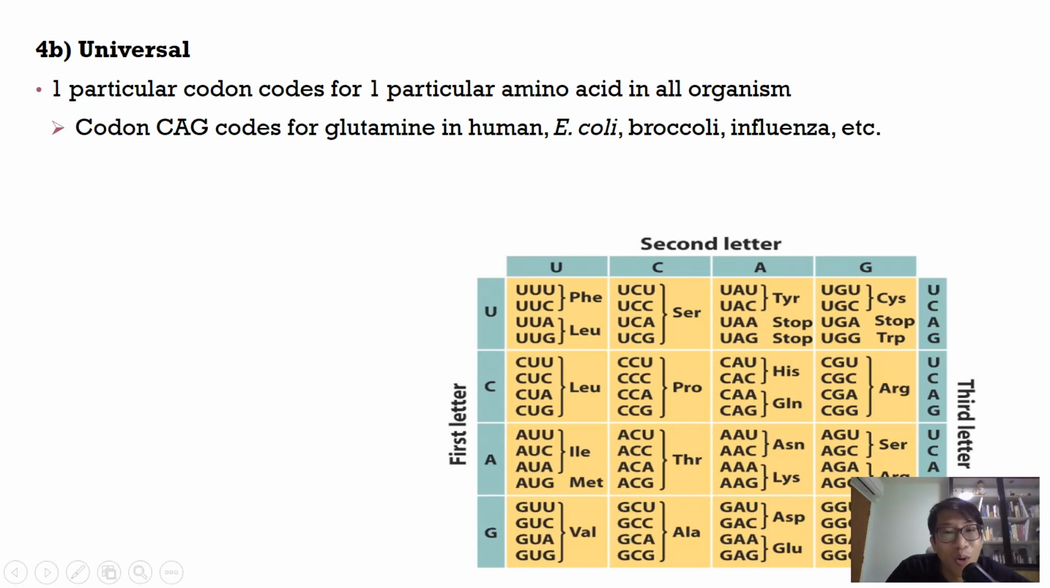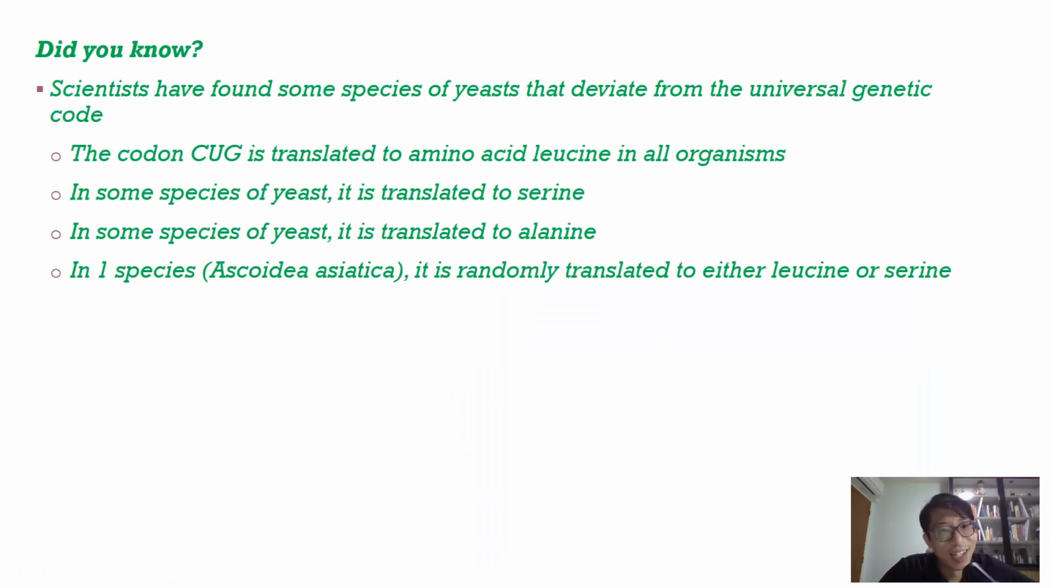So almost all organisms follow the same code, with some exceptions. Scientists have found some yeast which deviate a little from the genetic code. The codon CUG, instead of leucine, codes for another amino acid in some other yeast species.